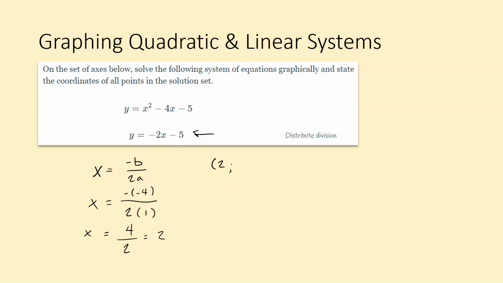And then we can figure out our y value by just plugging in our x value here. So we plug in 2. Let's see, that would be 2 squared minus 4 times 2 minus 5. 2 squared is 4. Negative 4 times 2 is negative 8, minus 5. So 4 minus 8 is negative 4, minus 5 is negative 9. So this must be our vertex.